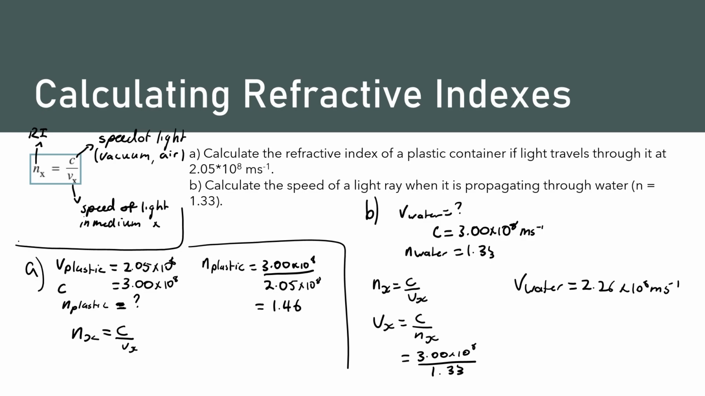And then we go, the velocity of the light ray in water is going to be 2.26 times 10 to the 8 meters per second. Note that for my answer, both for part A and B, I've given my answer to 3 significant figures, given that all values used, either given or from the data sheet, are given to 3 significant figures as well.